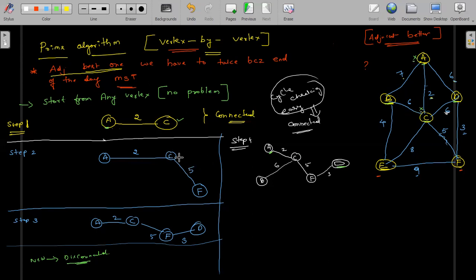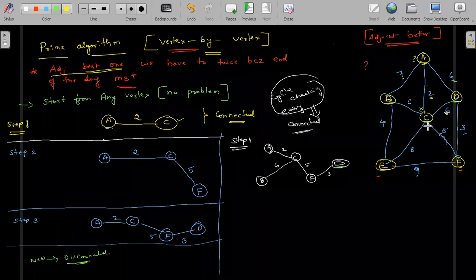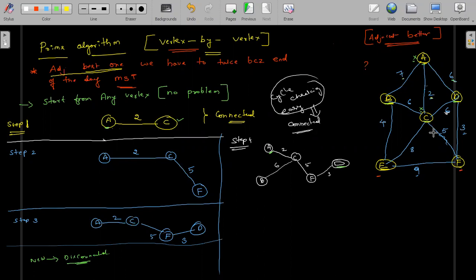Now from A, I will check the adjacents to find the best one. A to B, how many units is it taking? 7 units. A to D, how many units? 6 units. That is over. Again, check with the best one, C. C to A, C to B, C to D, C to F, C to E: all are there. But see the units, and select the best one. From C, the best adjacent vertex is F. How many units is it taking? 5. But this one is 6.